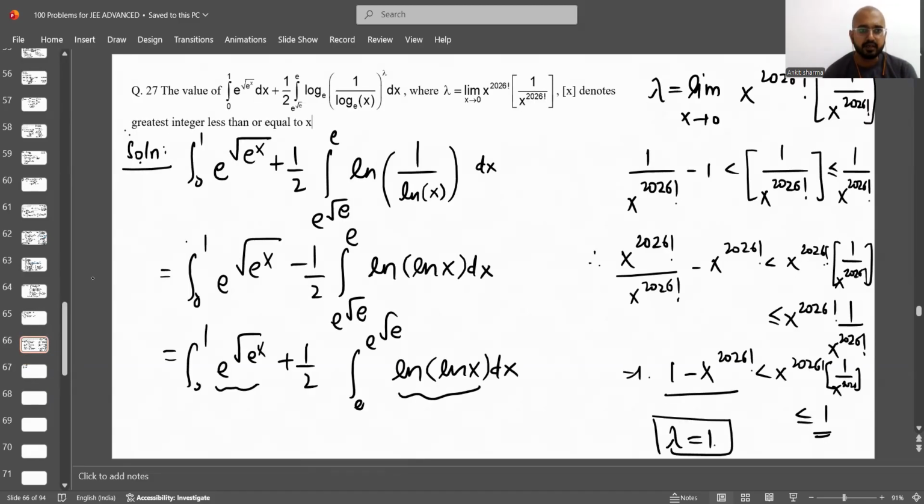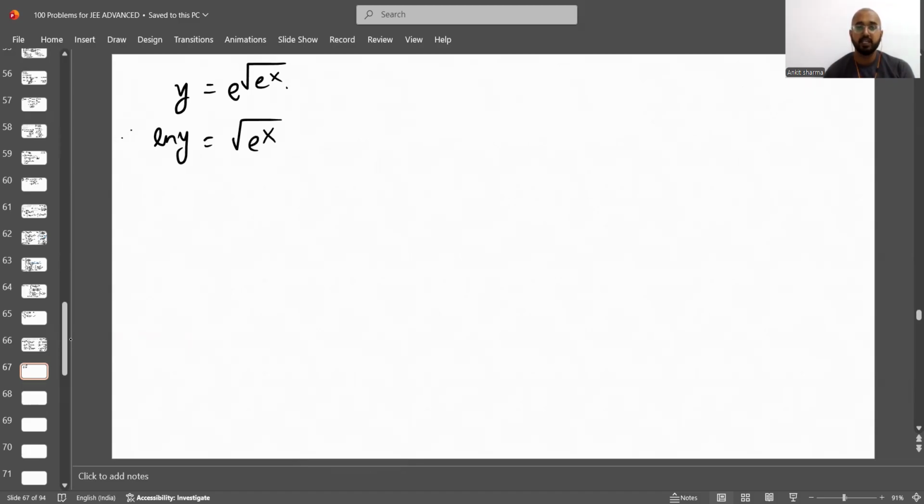Because if you see this thing here, when I plug in x is equal to 0, I get here e power 0, which is 1. E power 0, which is 1. That means e only. And then when I plug in 1, I get e to the power root e. So that means they might be the inverse of each other. So we are thinking of solving that way.